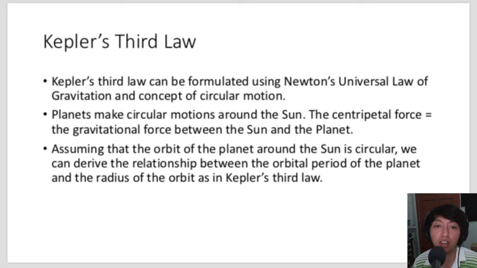So a planet makes circular motions around the sun, and we already learned that the centripetal force equals the gravitational force between the planet and the sun. We learned that in 3.1, right? So assuming that the orbit of the planet is circular, we can derive the relationship between the orbital period of the planet and the radius of the orbit, as in Kepler's third law.